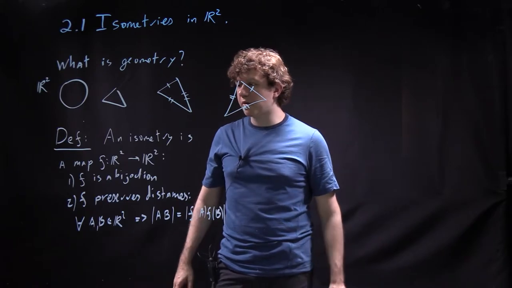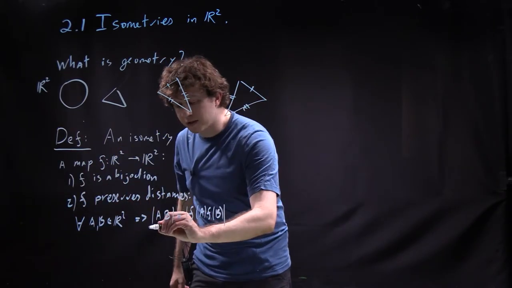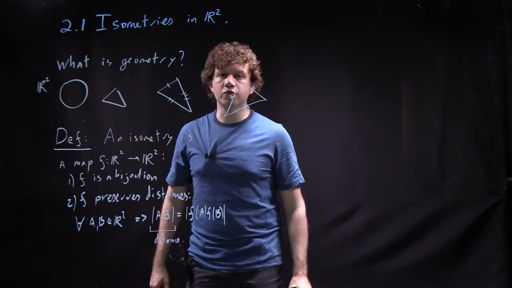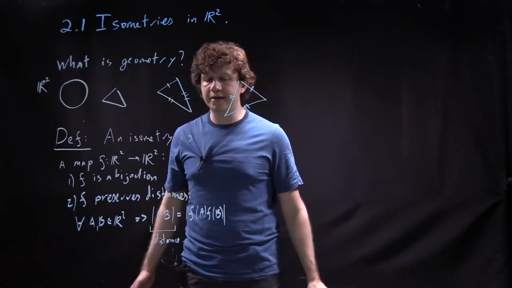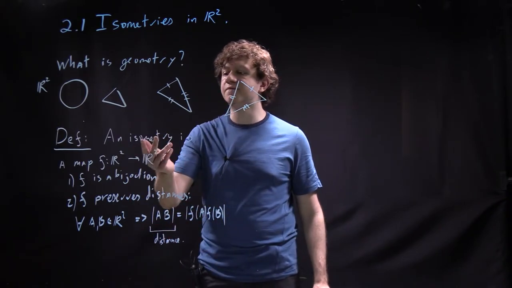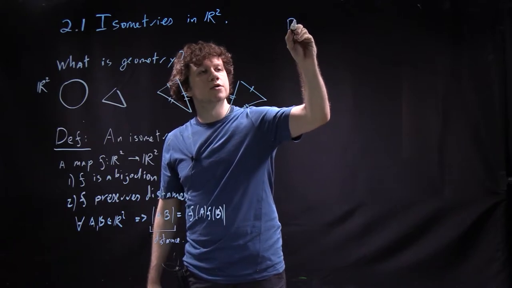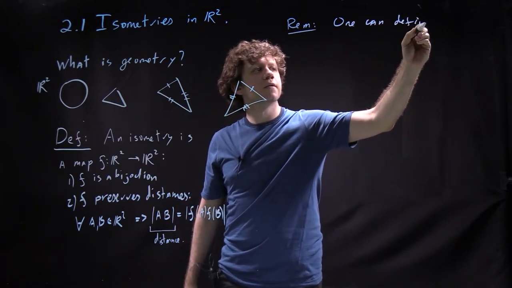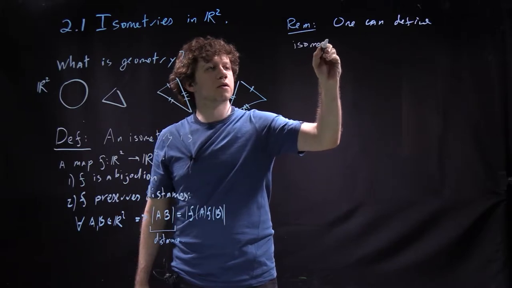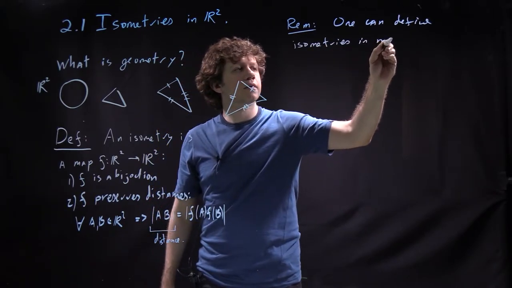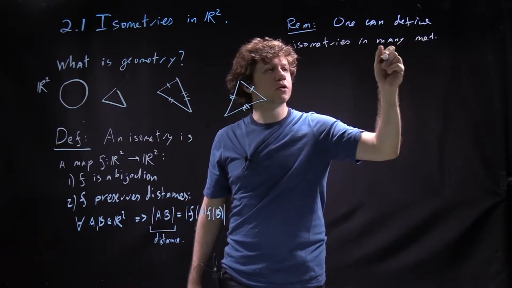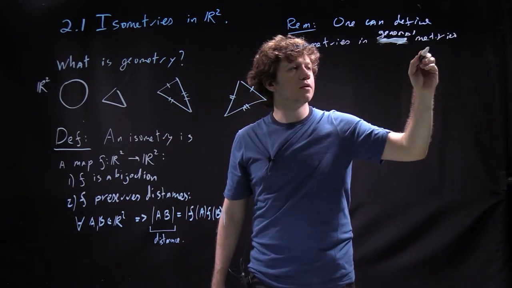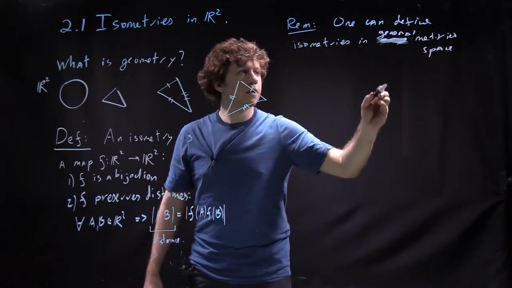A brief remark. To give this definition, one needs only one thing: distance, a way to measure distance between points. And probably for those of you who have taken a course in analysis on metric spaces, of course, one can define a notion of isometry in a metric space. Remark: one can define isometries in many metric spaces, in general metric spaces, as a bijective map which preserves distances.